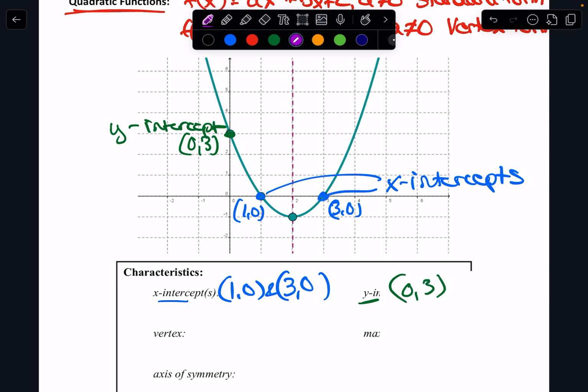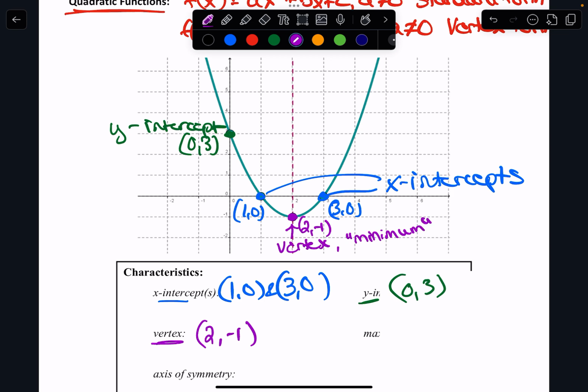Now, next, we have what's called a vertex. Vertex is the point where it kind of turns. So in this upward parabola, it is the lowest point, but if this is flipped to a downward, then it would be the highest point. So vertex for this one would be 2, -1. Now, like I said, for this one, this is also called the minimum.